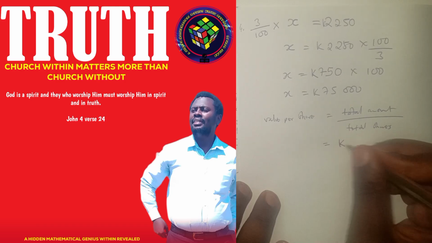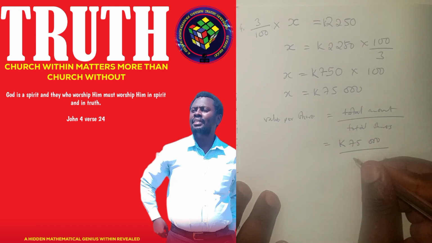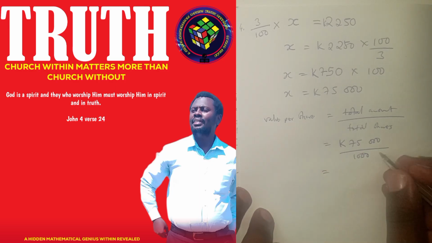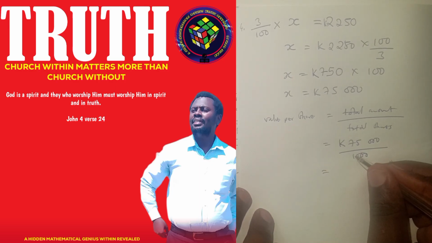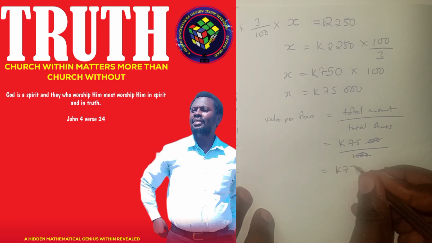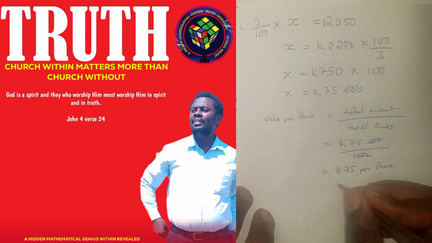So the total value of shares is 75,000. Then divide by total shares, 1,000. So 1,000 in 75,000, you just cancel out these 3 zeros and 3 zeros there. So you remain with 75 kwacha. So it's 75 kwacha per share.